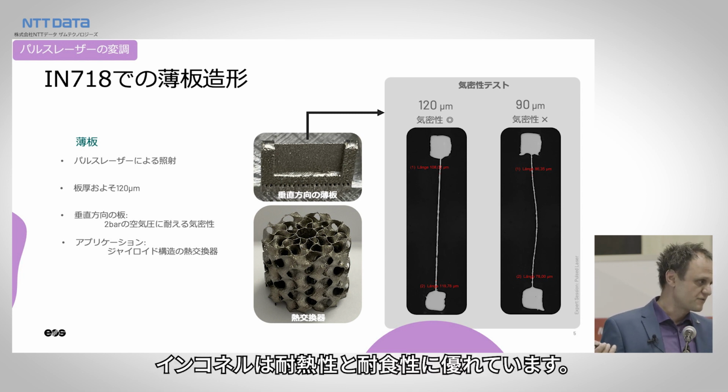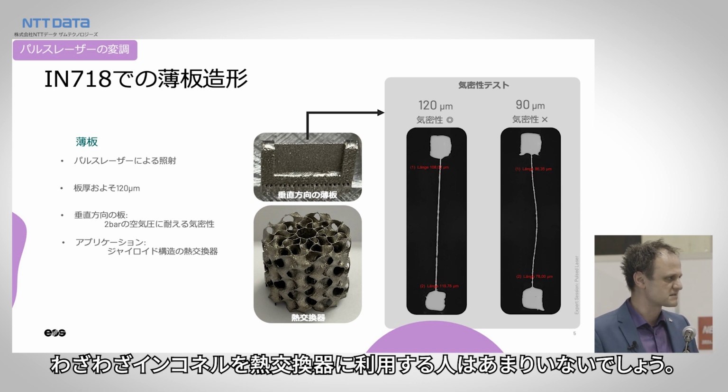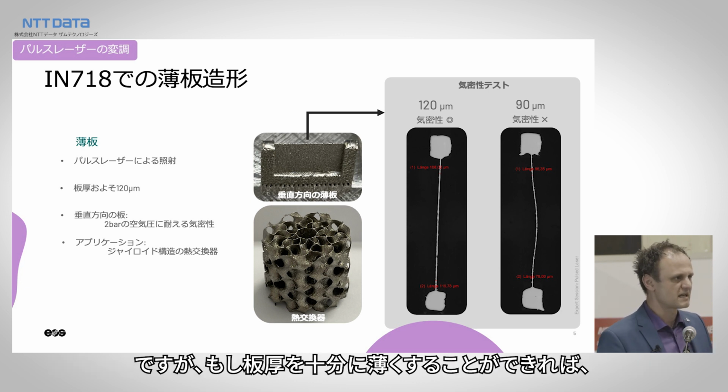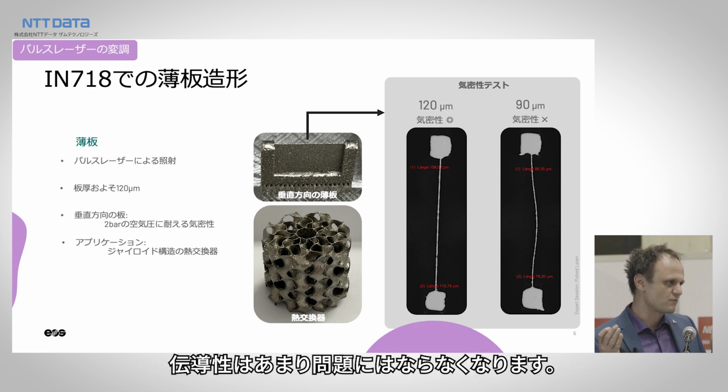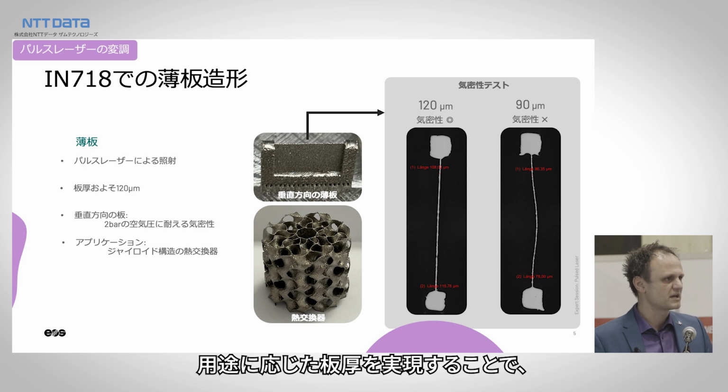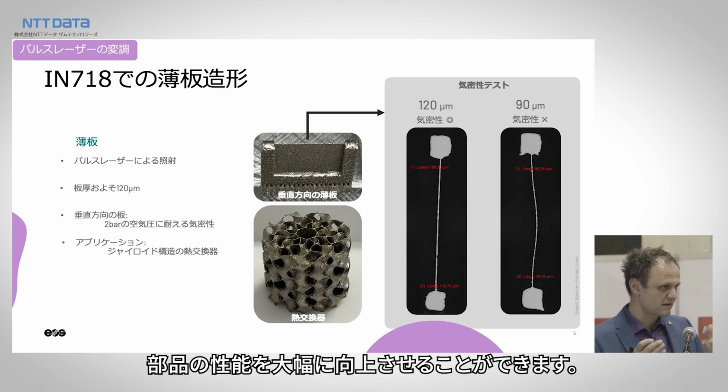So here's a few examples. For instance, in Inconel. Inconel is a material that is very heat resistant. It is at the same time also corrosion resistant. So typically a lot of customers wouldn't approach us with Inconel as a material for heat exchangers. But if you're able to get the wall thickness thin enough, the thermal conductivity doesn't really matter that much anymore. The performance of the part can be substantially increased by getting the walls thin enough for a specific application.